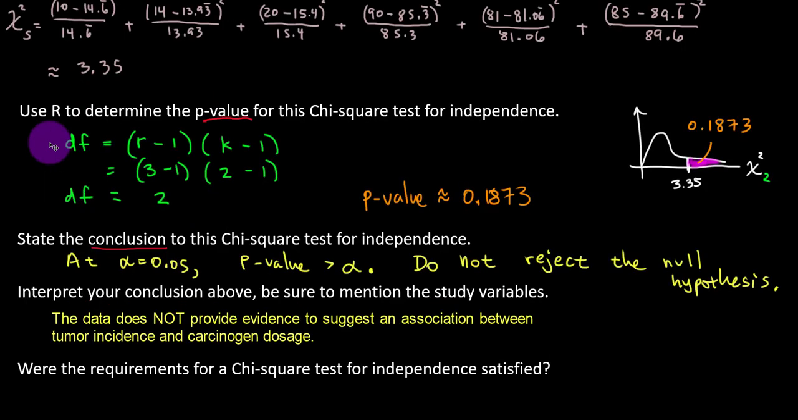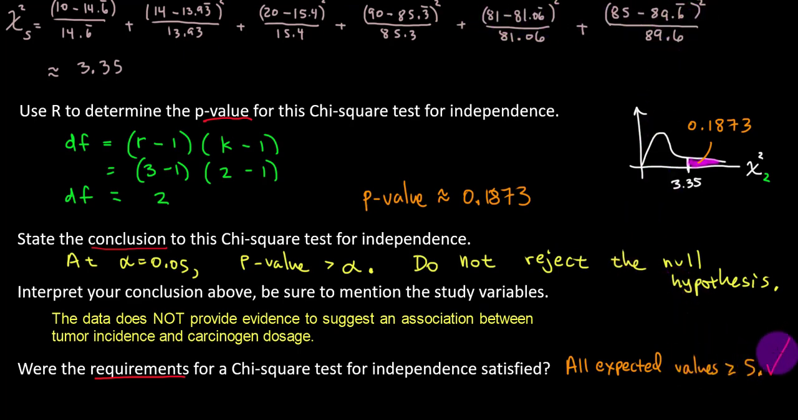One last element we need to discuss are the requirements for this chi-square test for independence. Because it's a chi-square test, we need all the expected values to be at least 5. And we can kind of take a glimpse of them up here in the test statistic. The smallest one was 13.93, so yes, that was met.